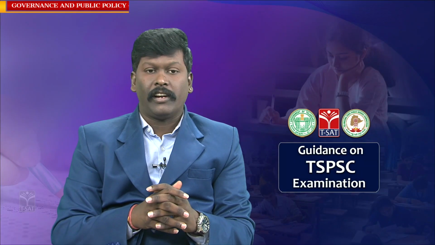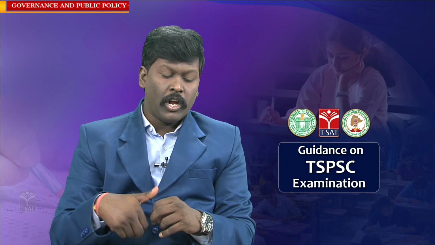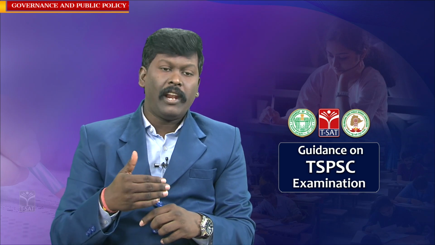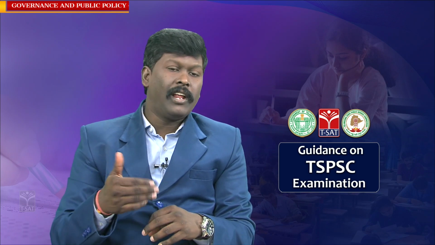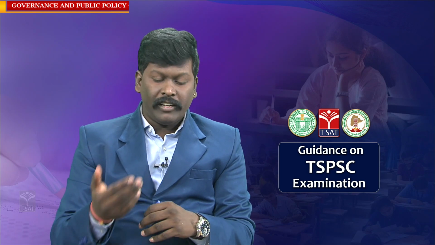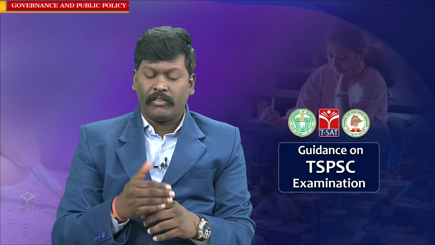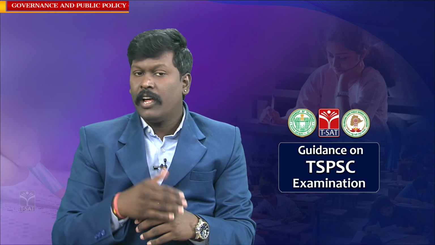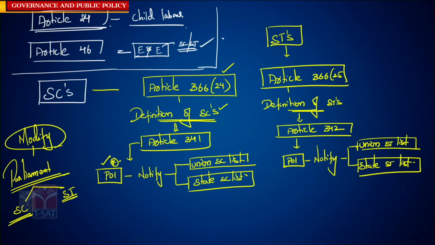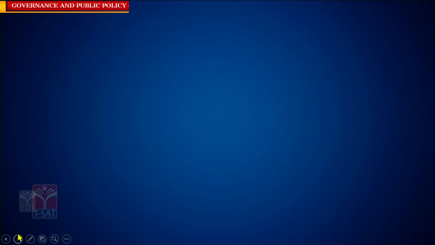So, try to understand this. It is the Parliament which has the right to modify the Union and state SC lists and Union and state ST lists. So, these are the provisions: Article 366 clause 24, 341, 366 clause 25 and 342. These are the provisions linked to SCs and STs. Let us see what are the other provisions linked to SCs and STs.